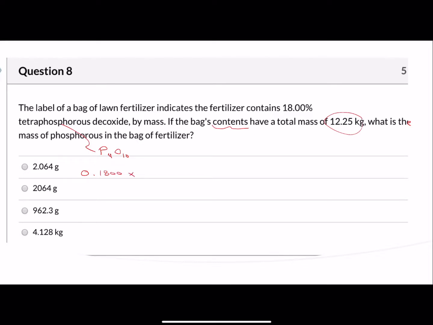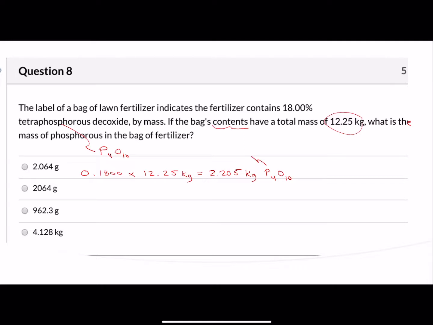So if I multiply that by 12.25 kilograms, what I end up with is 2.205 kilograms, and that's how much actual tetraphosphorus decoxide is in this bag. So that's the mass of tetraphosphorus decoxide. So from there, it's just a matter of determining the mass of phosphorus. So I'm just interested in, what's the mass of phosphorus out of that 2.205 kilograms?